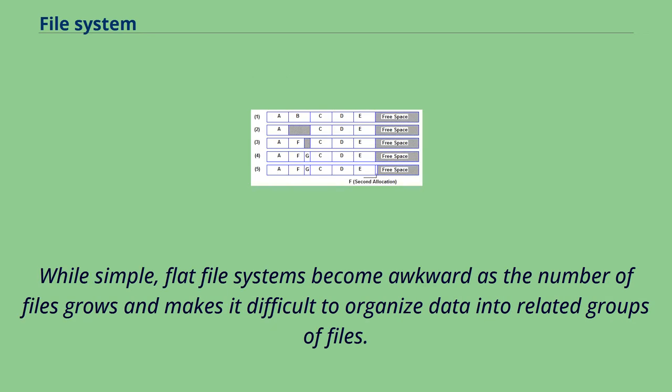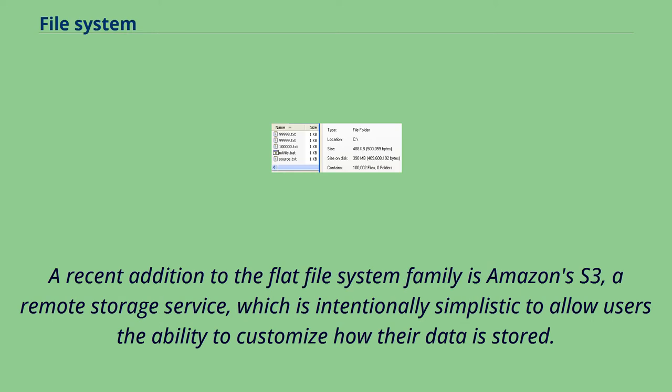While simple, flat file systems become awkward as the number of files grows and make it difficult to organize data into related groups of files. A recent addition to the flat file system family is Amazon's S3, a remote storage service, which is intentionally simplistic to allow users the ability to customize how their data is stored.